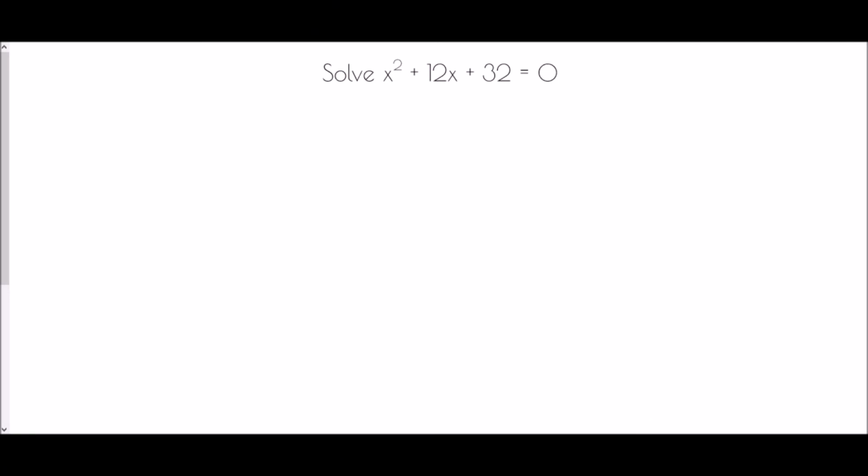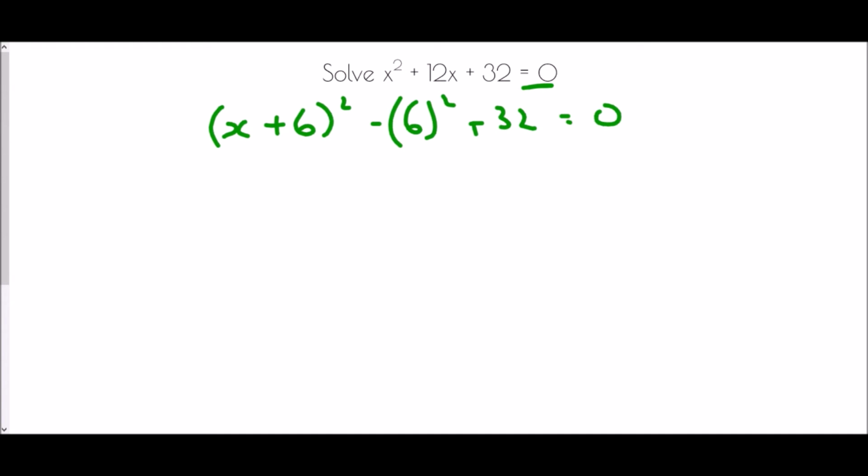So let's try that again with solving x squared plus 12x plus 32 equals 0. So again, it already is equal to 0, so that's good. But in this case, all we now need to do is set this up in our completed square form. So that is going to be x plus 6 squared. And then I'm going to subtract the bit that's inside of the bracket, which is 6 squared. And then I will add 32. It's still going to equal 0.